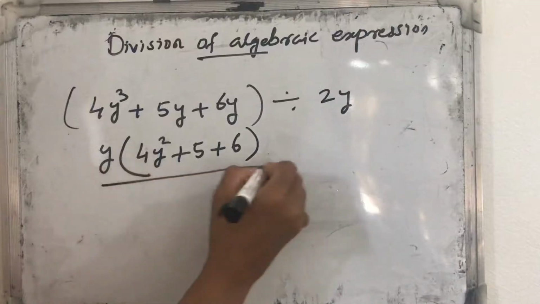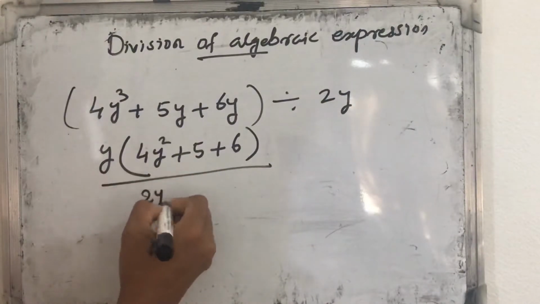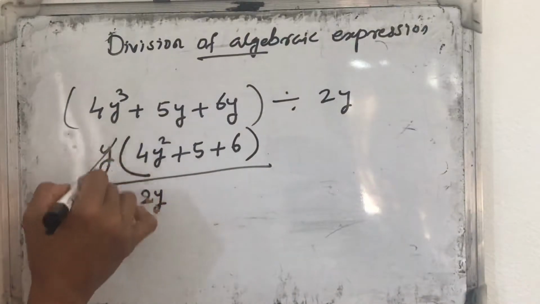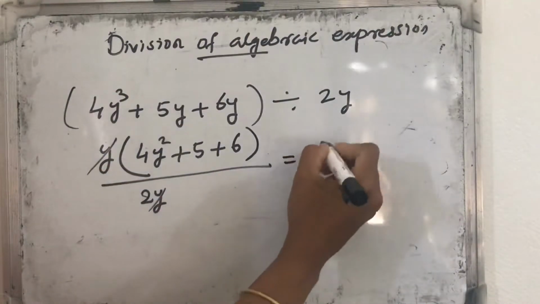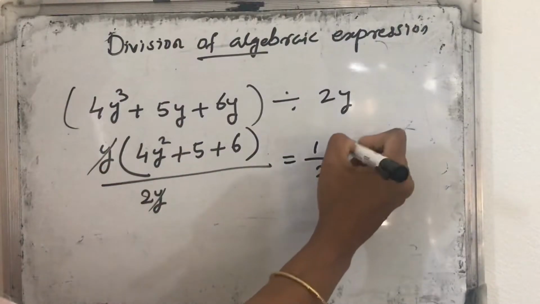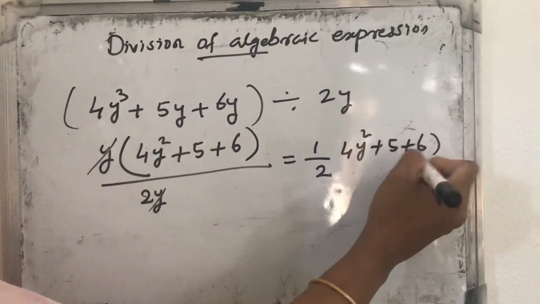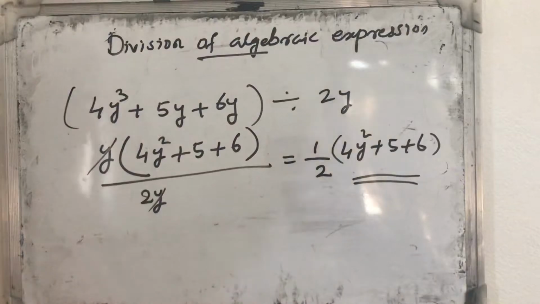Divided by the divisor 2y, here y and y we can cancel. What is remaining? 2 in the denominator. So 1 by 2 into 4y square plus 5 plus 6. In this way we can do the division.